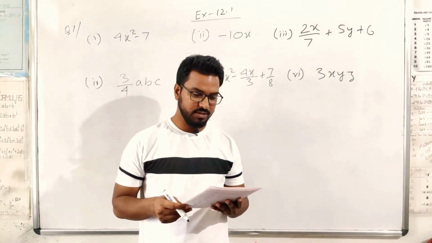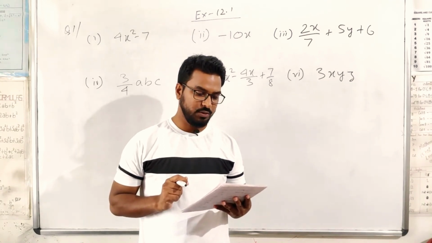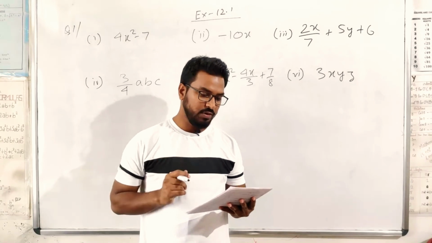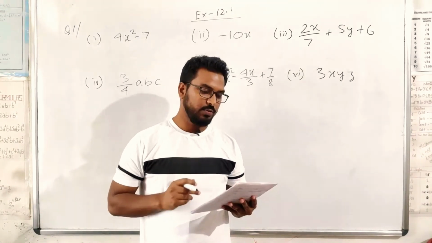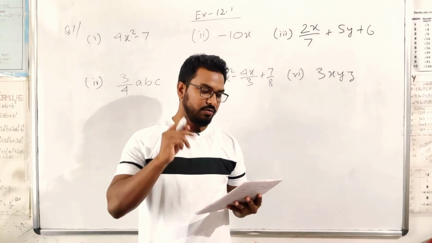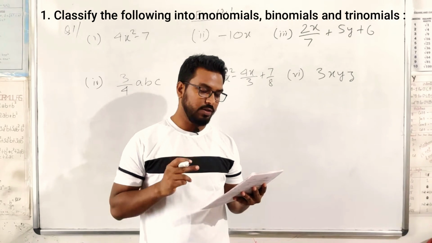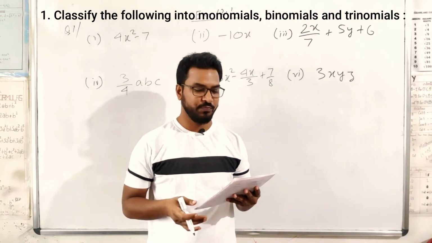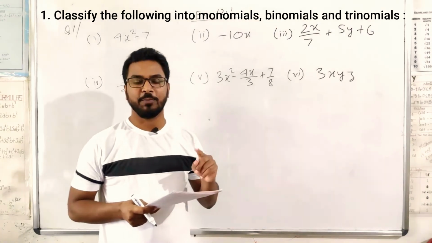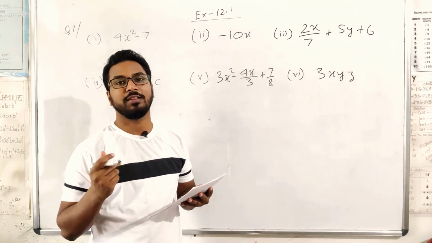Today I'll start a new chapter called Algebraic Expression, chapter 12. The book which I am using is the textbook of St. Xavier's School. I will start with exercise 12.1. Our first question is: classify the following into monomial, binomial and trinomial. What is monomial, what is binomial and what is trinomial? Monomial means one term, binomial means two terms and trinomial means three terms.